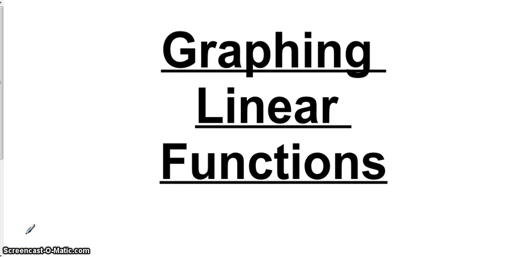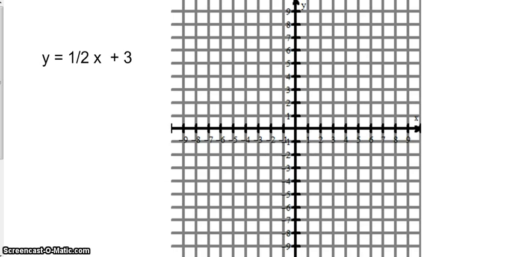Today we're going to review graphing linear functions. Our first equation is in slope-intercept form. Here's my slope and there's my y-intercept. Now remember, when you start graphing, you want to start with your y-intercept.